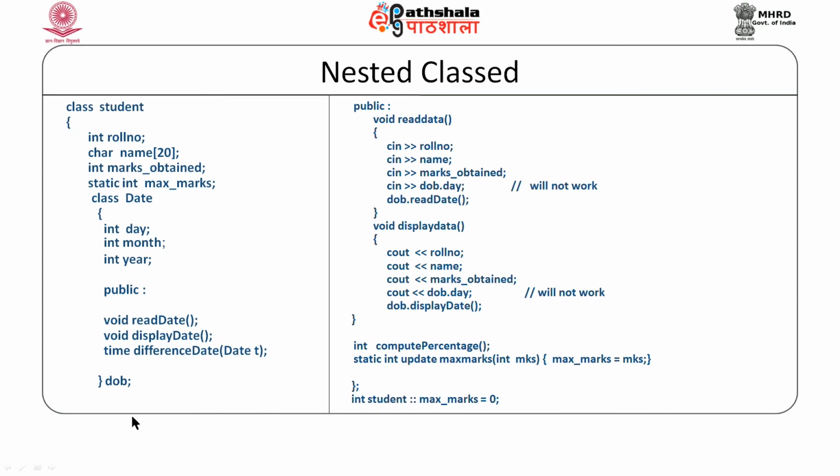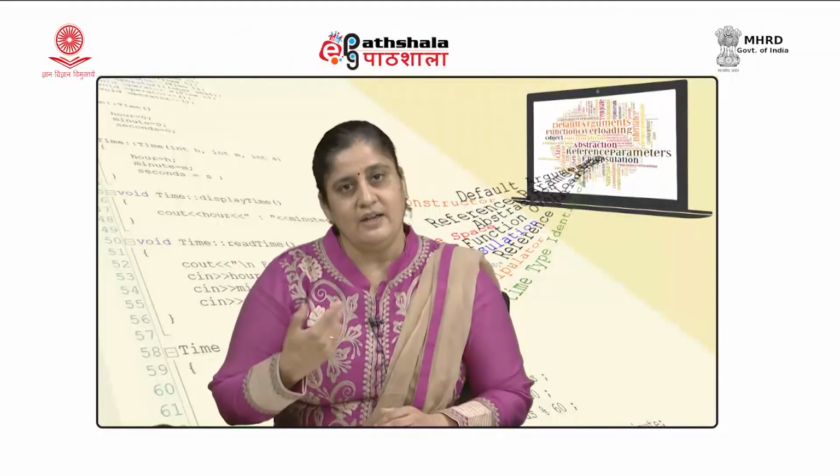But this function read date of the date class is the public member of date class. Therefore, invoking that function in read data is possible, because this is a public member and hence it can be accessed over here. So, this way we can read it. So, we can invoke this, which in turn would read day, month and year, that is how we can read it. Now, what is the fun in defining one class in another class?